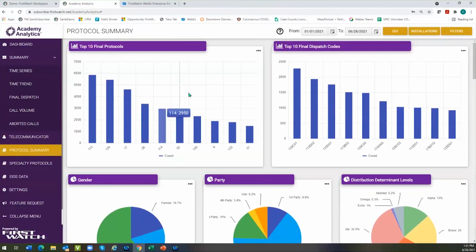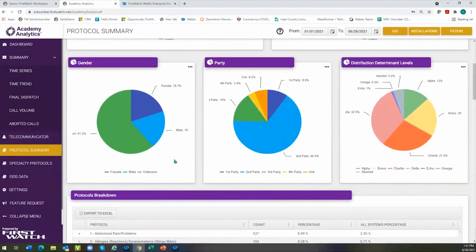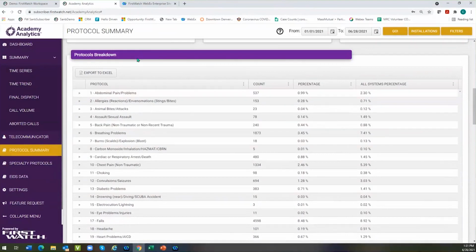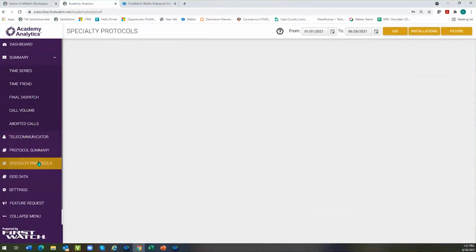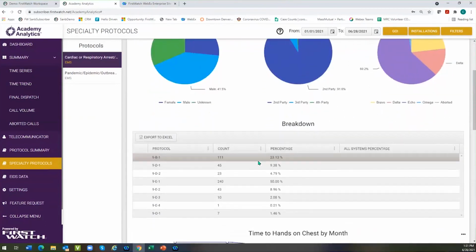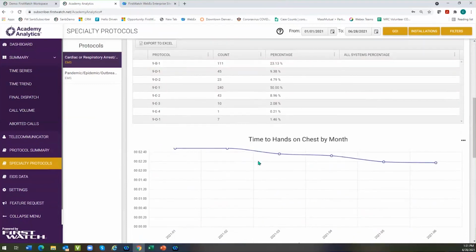In looking at protocol summary, we can see your top 10 final protocols, your top 10 final dispatch codes, the gender of the patient or victim, the party of caller, and your distribution determinant levels, as well as a breakdown of protocols at the system level. Here, within specialty protocols, you're able to see information as it relates to specific protocols, like how long does it take your agency to get to hands-on chest by month.